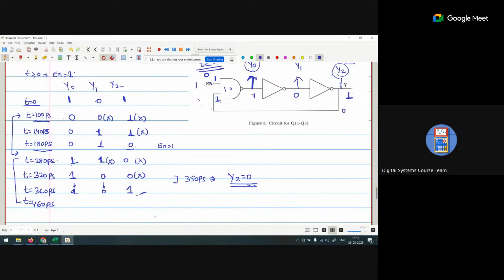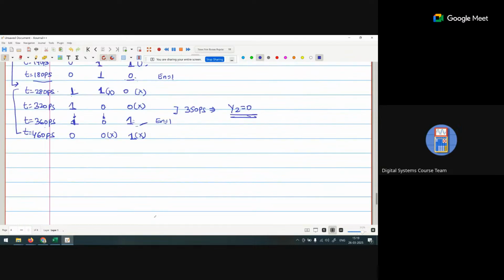Okay, now it is 1. Enable is also 1. So what is the output at 460 picoseconds? y0 is 0. Now here no change, and these are the invalid conditions. Now with respect to the 460 we are getting it at 500. This is 0. With respect to this 0 we are getting a 1 here. And this is as it is.